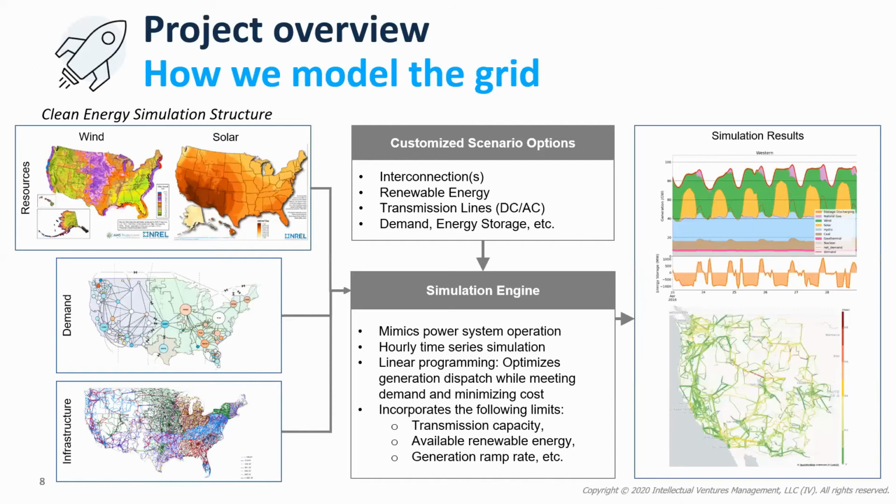How do we do that? We have a model that mimics the power system operation. It mimics our system operation in hourly segments for an entire year. It can be used to model historic electricity generation for historic years such as 2016, which we consider our base year, or it can be used to simulate a future scenario that we might have interest in. For example, a future scenario in which California has greatly increased its renewable energy integration. We use linear programming and we optimize generation dispatch while meeting demand and minimizing cost.